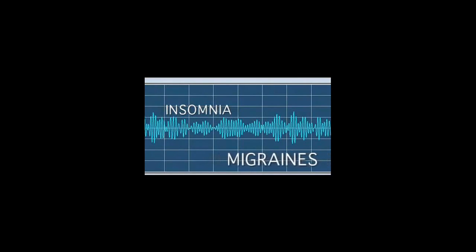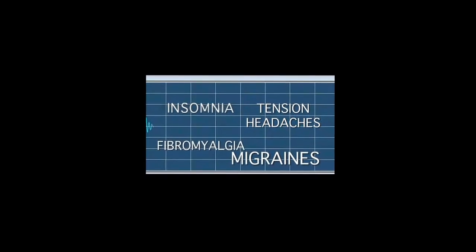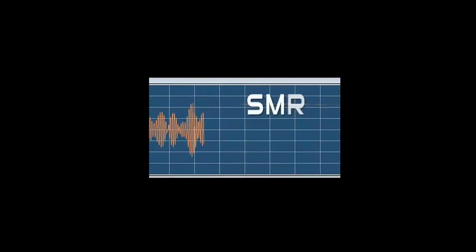If a person's brain produces unusually low levels of alpha, then it will be impossible to enter delta sleep, a disorder known as insomnia. This finding has also been linked to conditions such as hyperactivity, migraine headache, tension headache, and fibromyalgia. SMR waves are the brain waves that are produced when a person is completely still and focused on one particular task.